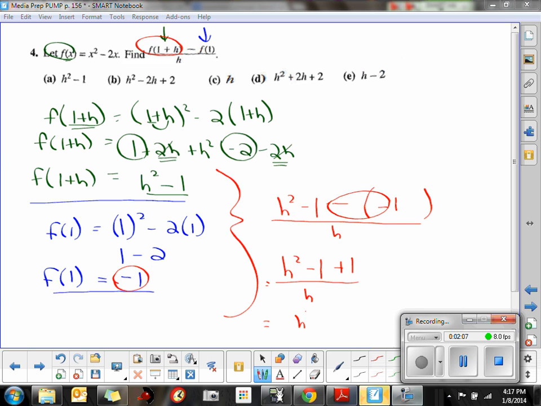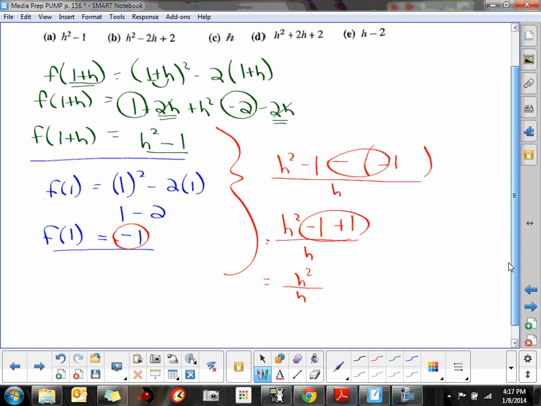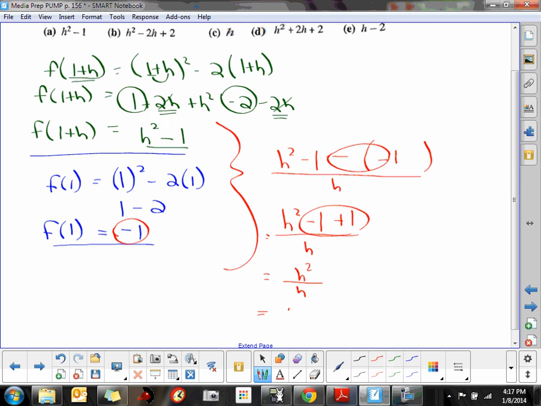further is h squared divided by h, since these collect to give you 0. And then if we finish that off, that is simply just h, because h squared divided by h, we're going to have one of those left over. So in the end, all we get is our value of h.